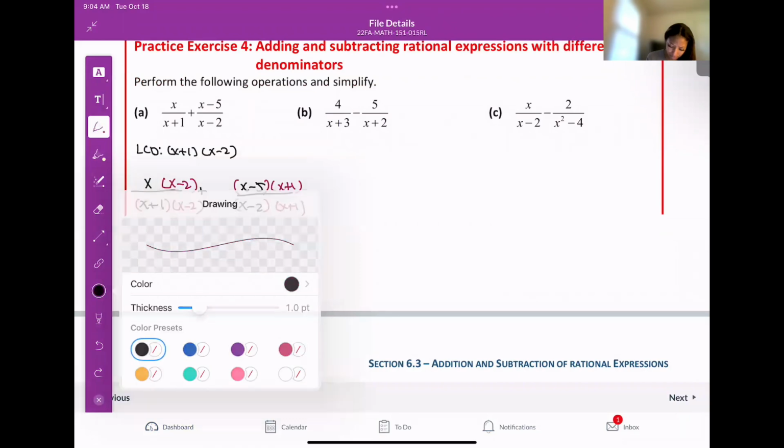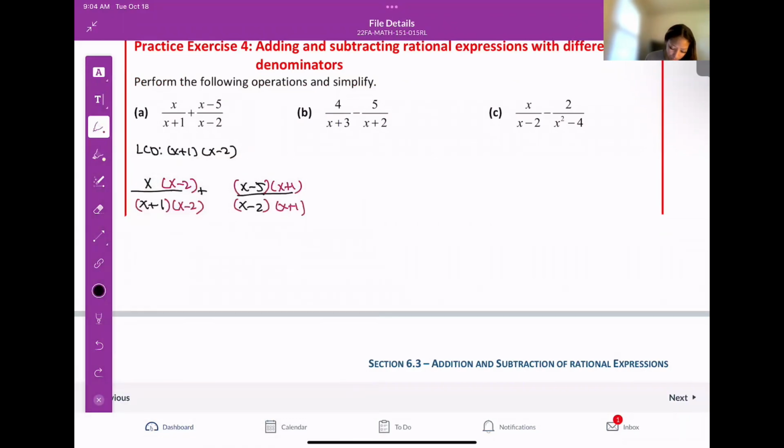I'm gonna need more room for this. The first numerator would be x squared minus 2x. I distributed the x. And then for the second numerator, we'll have an x squared minus 5x plus an x, so minus 4x minus 5. I just distributed and FOILed out those numerators.